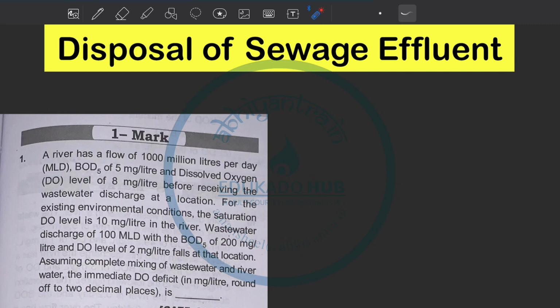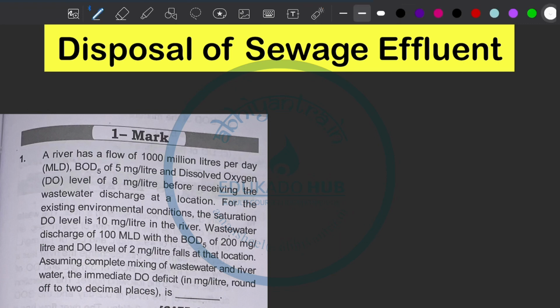Now, the wastewater discharge of 100 MLD with BOD5 of 200 mg per liter and DO level of 2 mg per liter falls at the location. So, in the river, they have just disposed 100 MLD wastewater discharge, which is having BOD of 200 mg per liter and dissolved oxygen of 2 mg per liter. Assuming complete mixing of wastewater and river water, we need to know what will be the immediate DO deficit. So let's start.